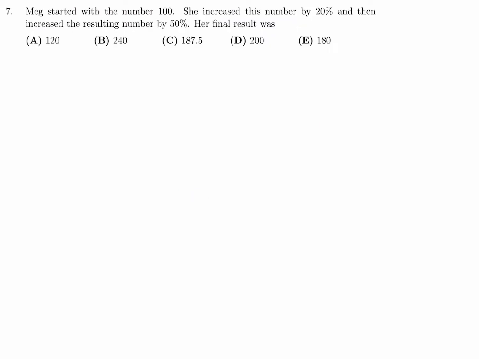Meg started with the number 100. She increased this number by 20% and then increased the resulting number by 50%. Her final result was. Take 100. First, let's do the increase of 20%. So you're going to have to multiply by 1.2. And when you do, you get 120. And then this number is increased by 50%. So you're going to multiply by 1.5. And when you do, you get 180. And there you go. Number 7 is E.